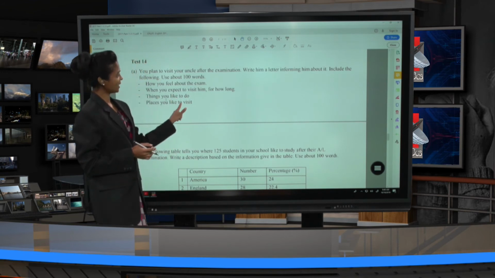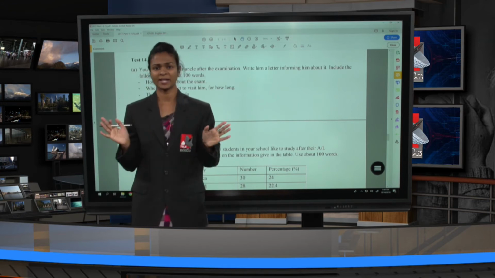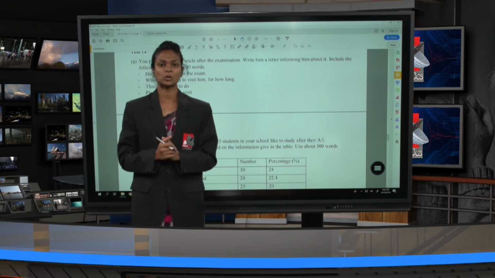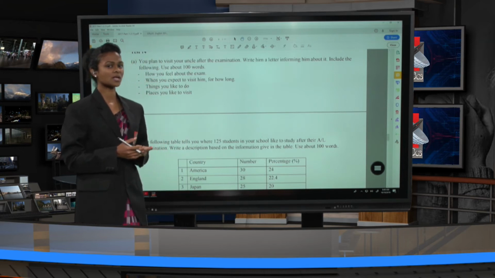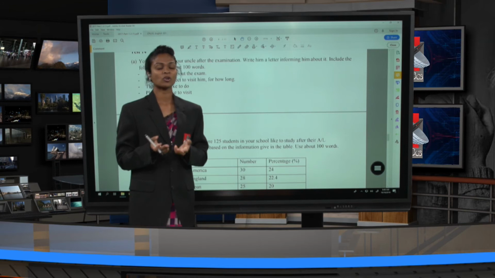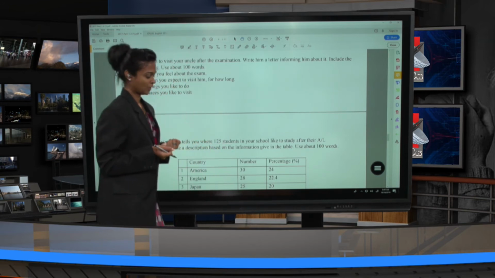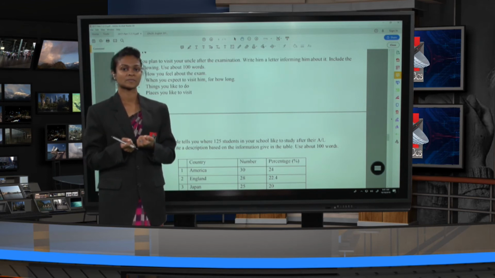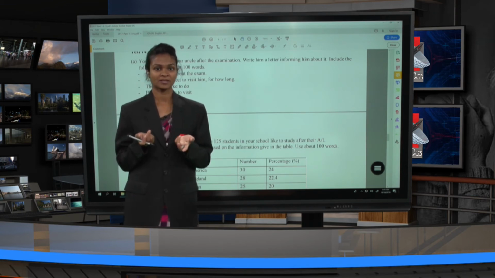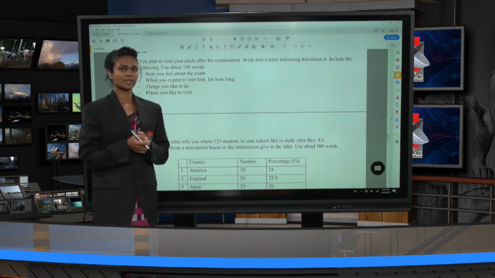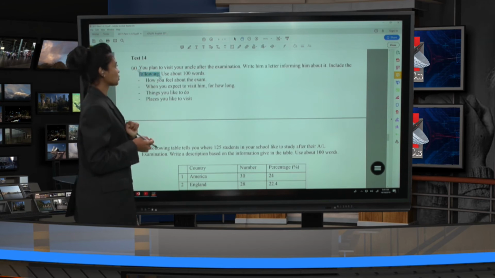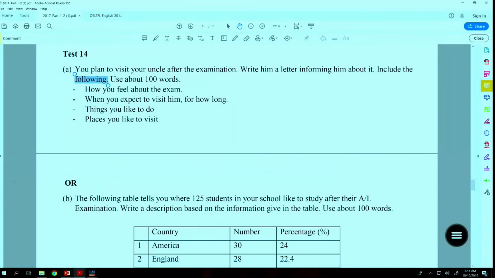Right, my dear children, now please remember this is an informal letter, not a formal letter. No letter headings, right? So what are the key points that you can add? I will give you some guidelines. How do you start it? You have to mention how you feel about the exam. These days I am working hard. I am getting ready for my exam. Like that you can tell. Then you can go to when you expect to visit him. Then you can use it: I am planning to visit you after the exam. Right? You can use it like that.